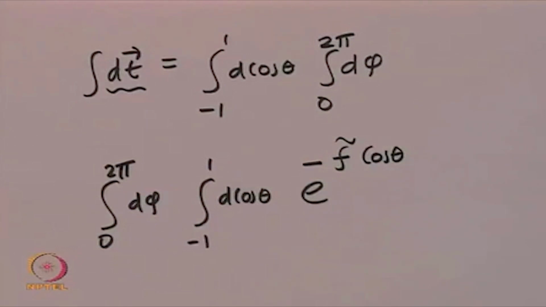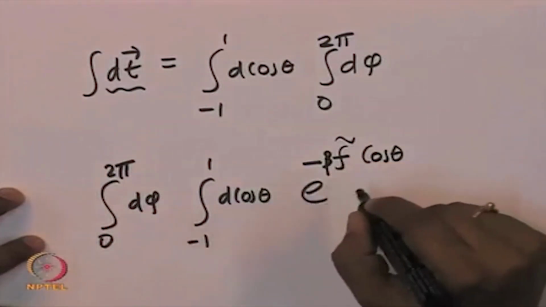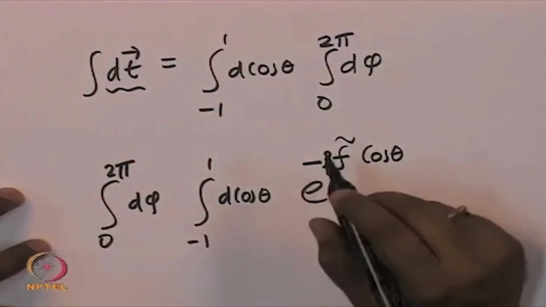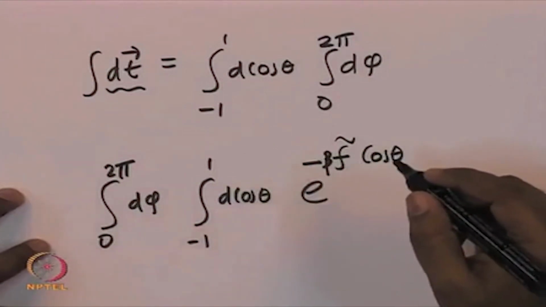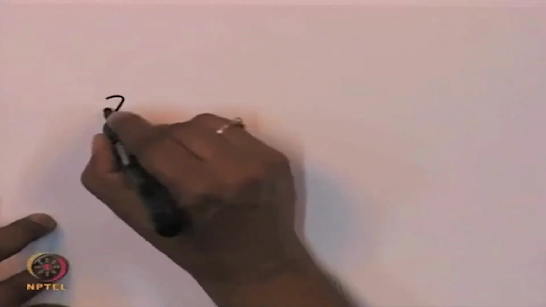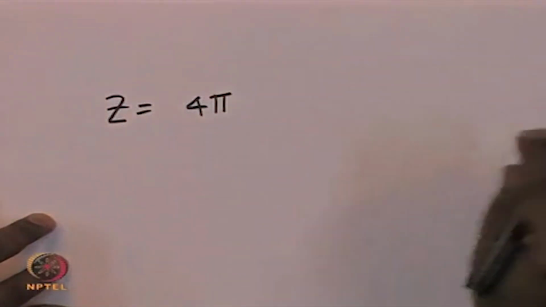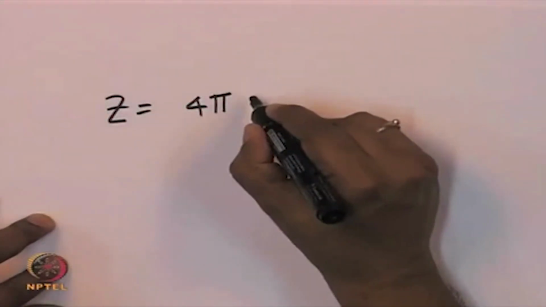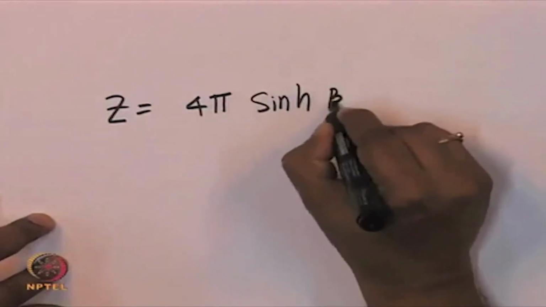So, this is basically f tilde cos theta and there is a 1 by k_B T. So, let me put a beta there. So, beta f tilde cos theta. Like we did before, the answer will turn out to be 4 pi sinh(beta f tilde) over beta f tilde.